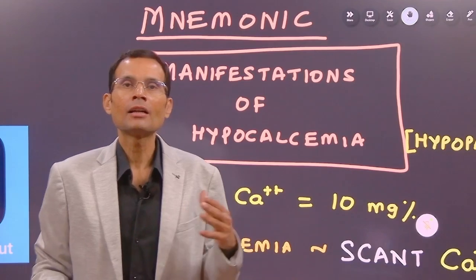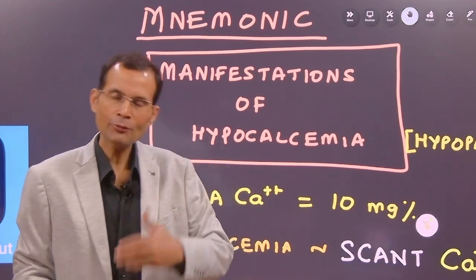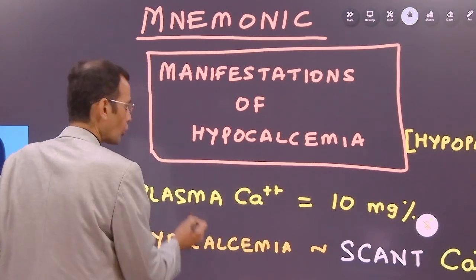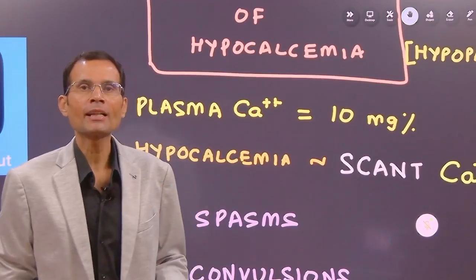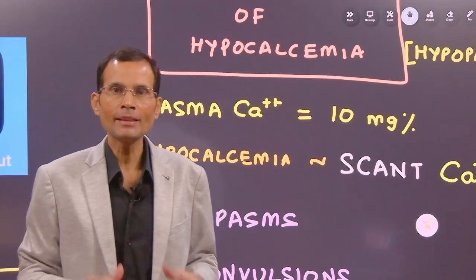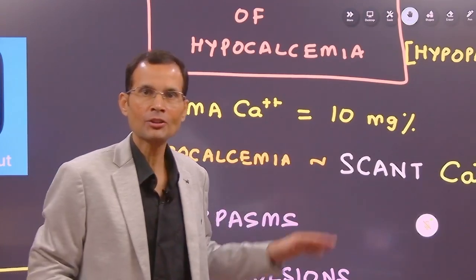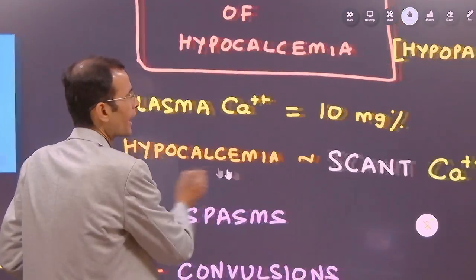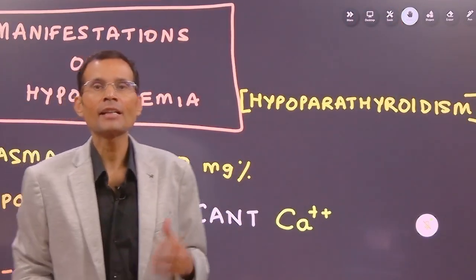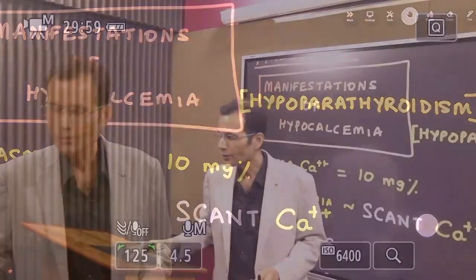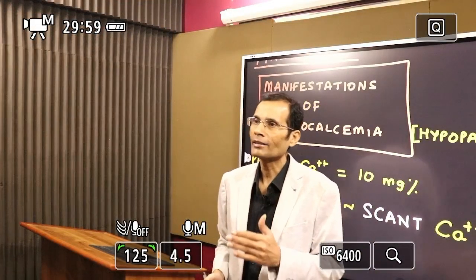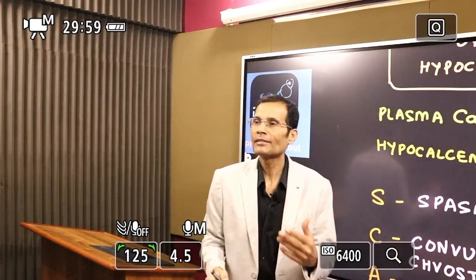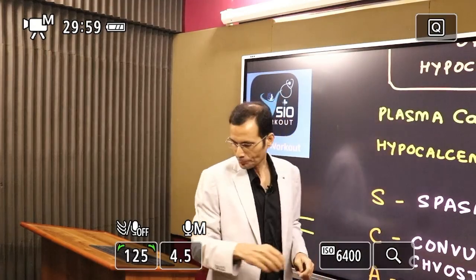Let's first understand the calcium function, and then we will quickly go to the manifestations of hypocalcemia with the help of a mnemonic. Normal plasma calcium is in the range of 10 milligrams percent, and the hormone that is mainly responsible for the regulation of calcium is the parathyroid hormone, apart from, of course, vitamin D. Sometimes there is damage to the parathyroid glands resulting in hypoparathyroidism, and that would result in hypocalcemia. So the common reason for hypocalcemia is hypoparathyroidism.